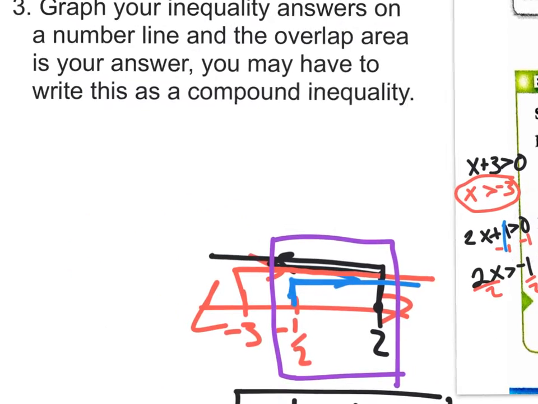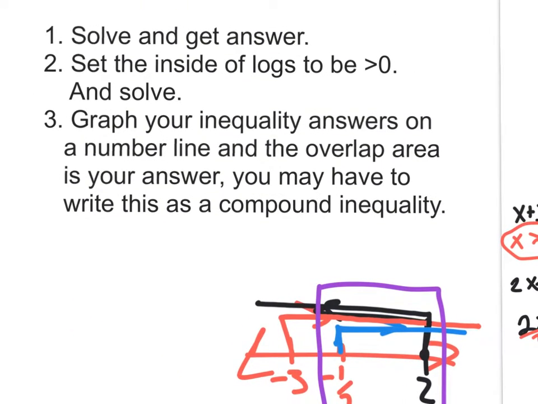And those steps are right here. Solve, get an answer, and then set the inside of the logs to be greater than 0 and solve. And then take all of your inequalities, put them on a number line. The overlap is your answer. So if there's 3 inequalities, you got to find that triple overlap. If there's 2 inequalities, just the 2 pieces, the 2 lines that overlap. If for some reason they don't overlap, then there would be no solution.